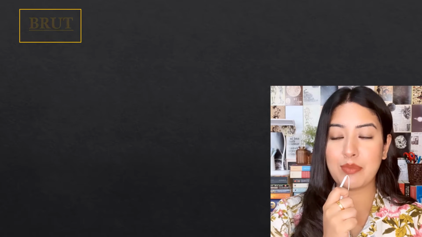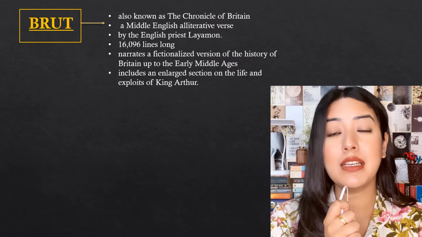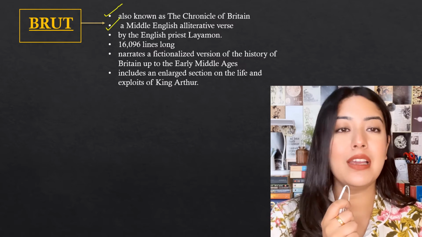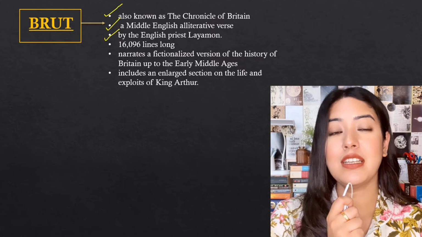So let's talk about Brut. It is also known as the Chronicle of Britain, and it is a Middle English alliterative verse. It has been written by Layamon. Okay, so Layamon's Brut is written in Middle English.